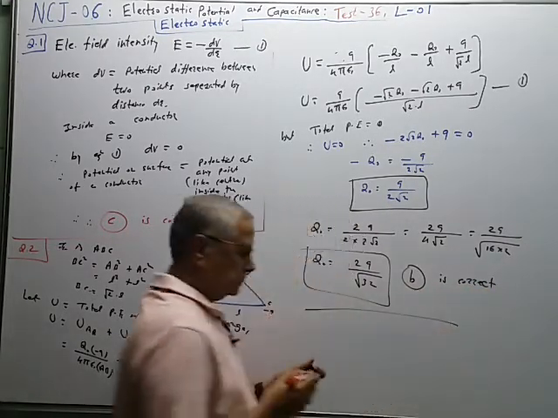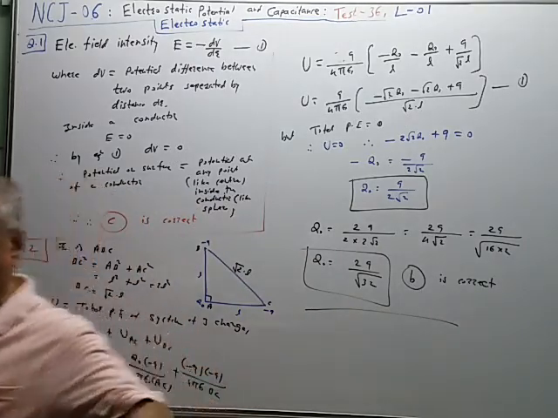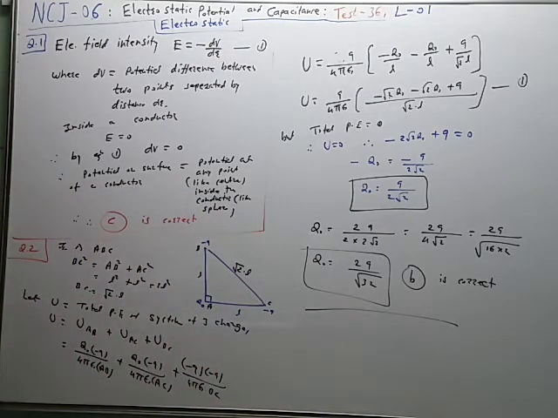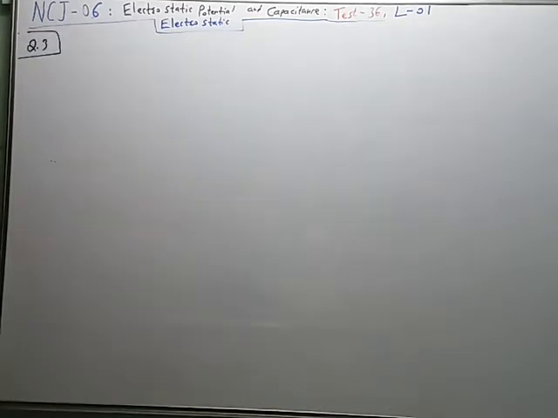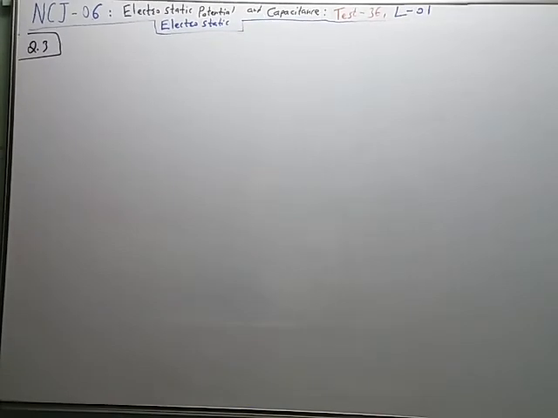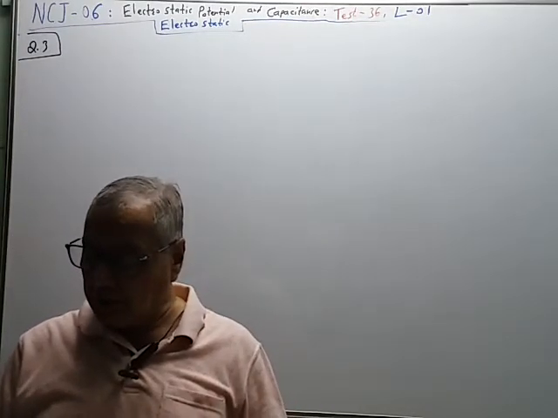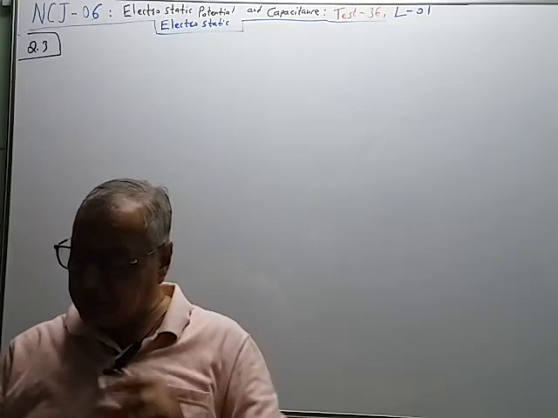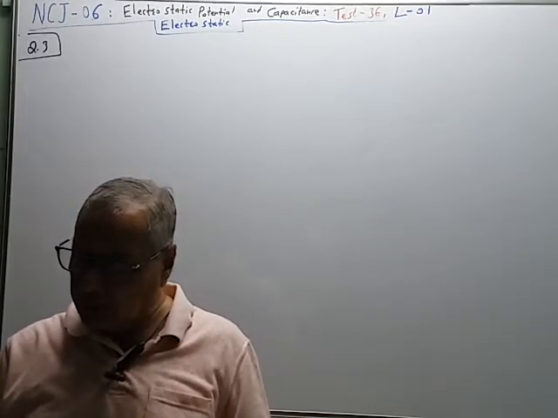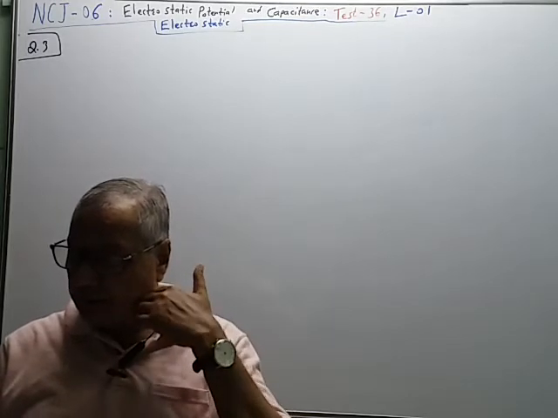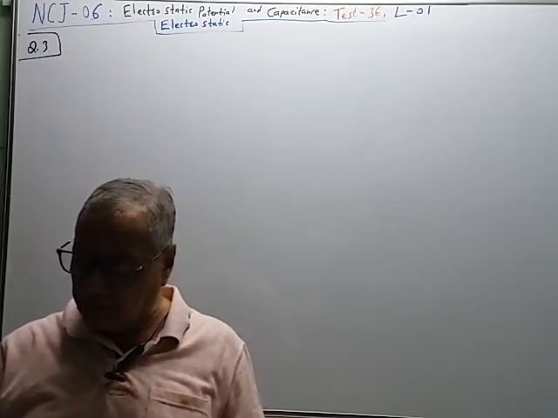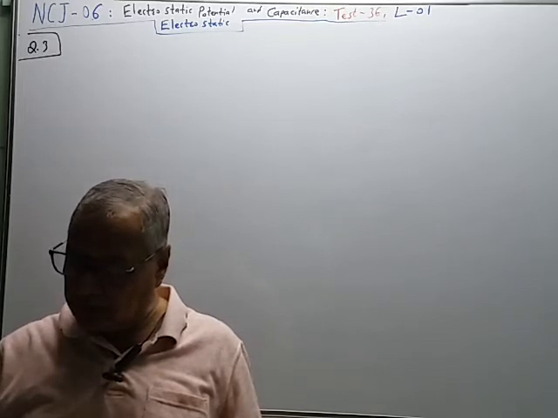B is correct. Next, question number 3. In the following diagram, the work done in moving a point charge from a point P to the points A, B and C is respectively WA, WB, WC, then the choices are given.